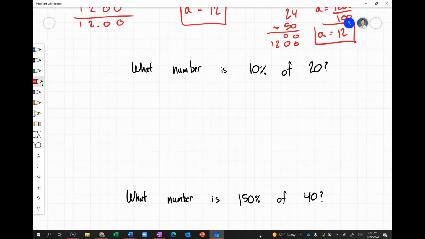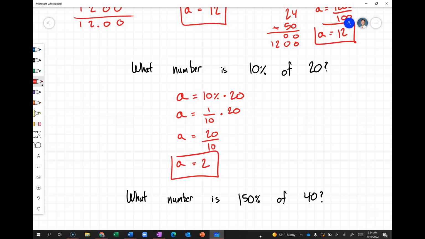So two more examples here. What number is 10% of 20? So again, A is equal to 10% times 20. And you can write 10% as a decimal, 0.1. Or you could write it as the fraction 1/10. So let's do 1/10 times 20 this time. And of course, you would get A equals 20 over 10, or A equals 2. So 2 is 10% of 20.